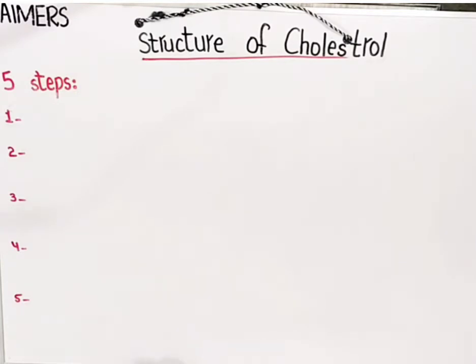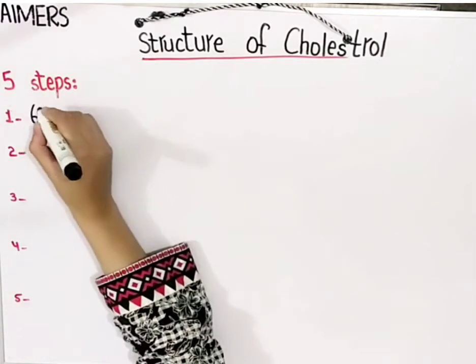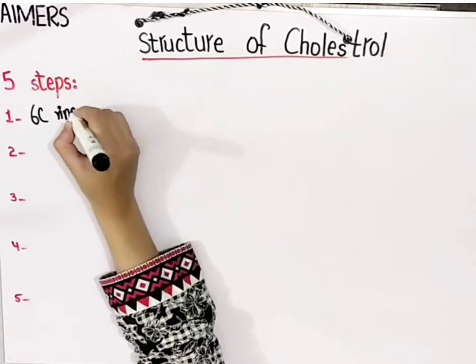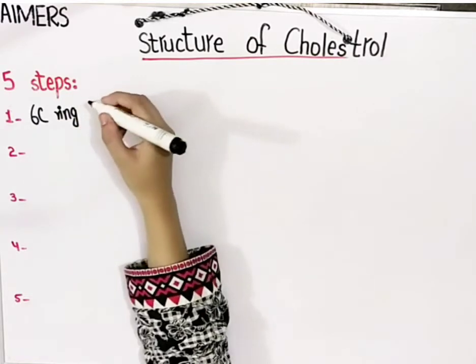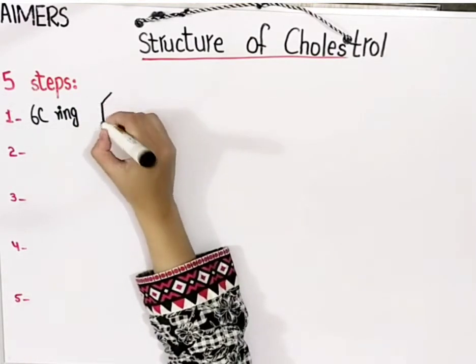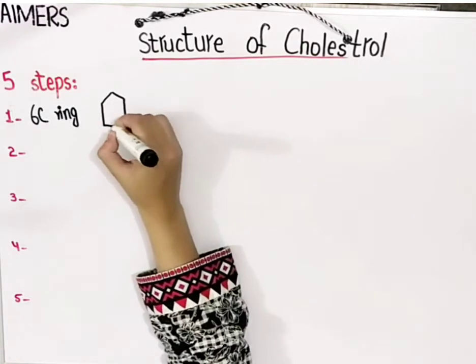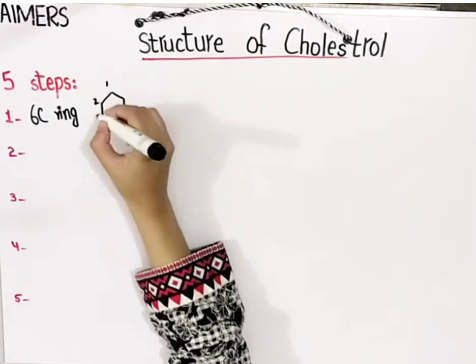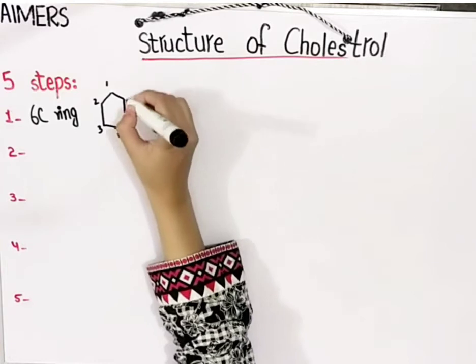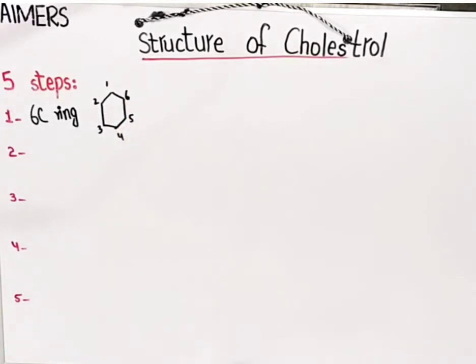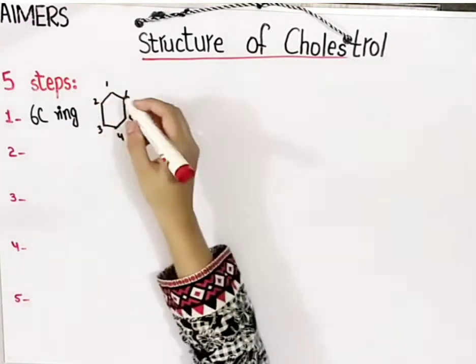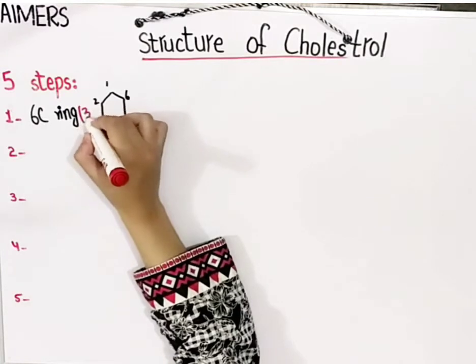So the first step in the structure of cholesterol is that we have to draw a 6 carbon ring. And you all know how the 6 carbon ring looks like. It is the same as that of glucose. So this is basically a 6 carbon ring, like 1, 2, 3, 4, 5 and 6. So you have to draw these 6 carbon rings, and how many do you have to draw? You have to draw 3 6 carbon rings.